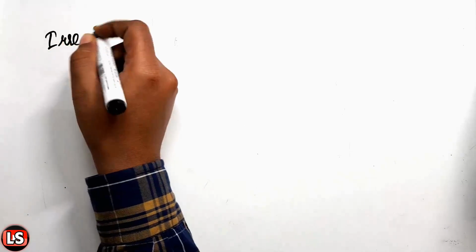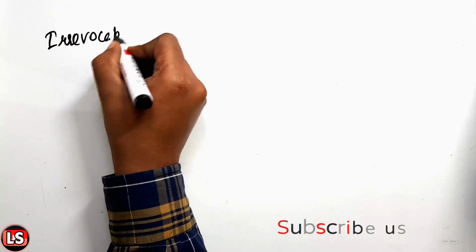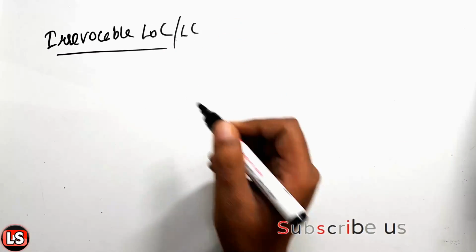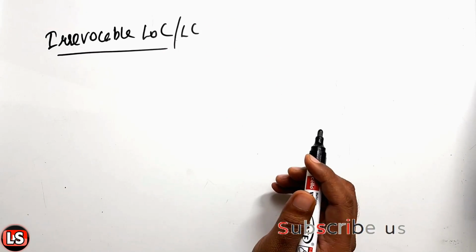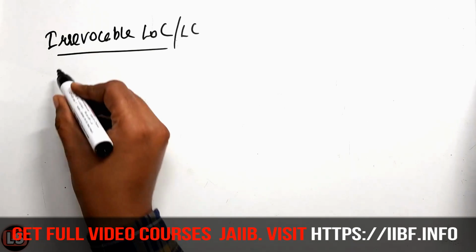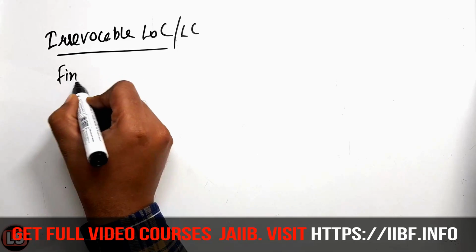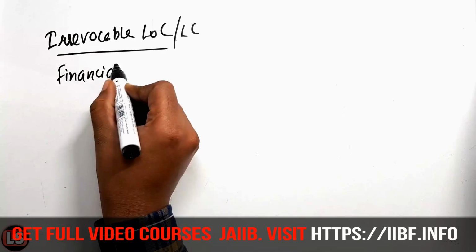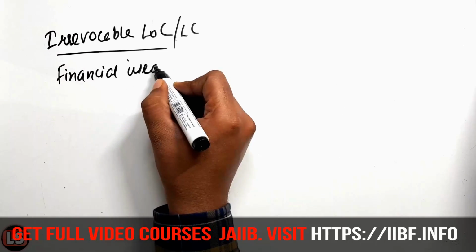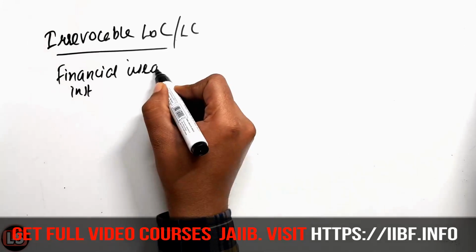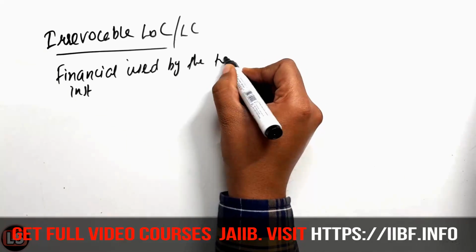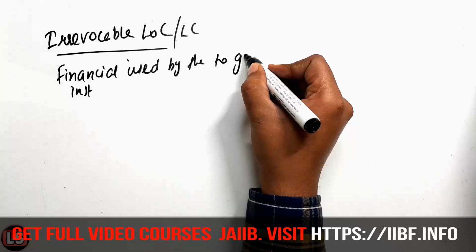So what is irrevocable letter of credit? LOC or LC we say. So basically irrevocable letter of credit is a financial instrument. First of all, what is a letter of credit? Letter of credit is a financial instrument which is used by the banks to guarantee a buyer's obligation.